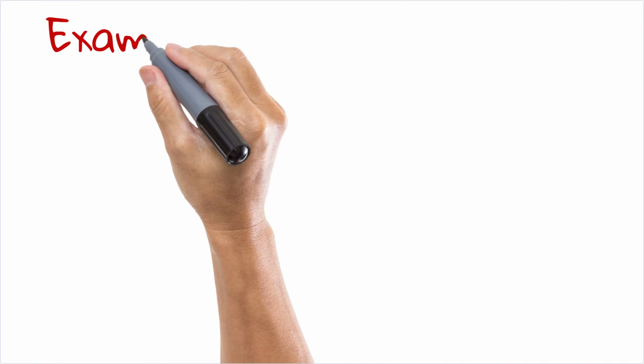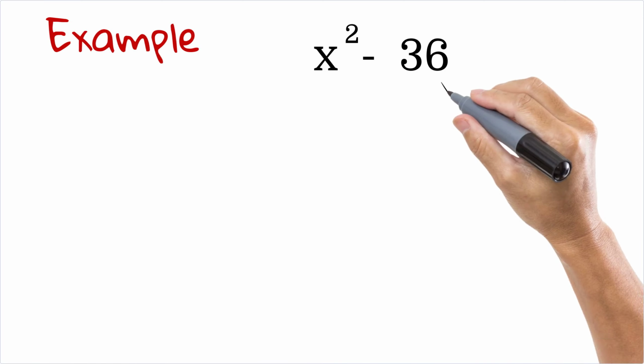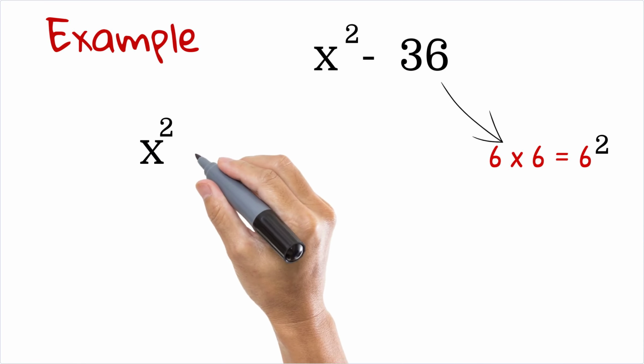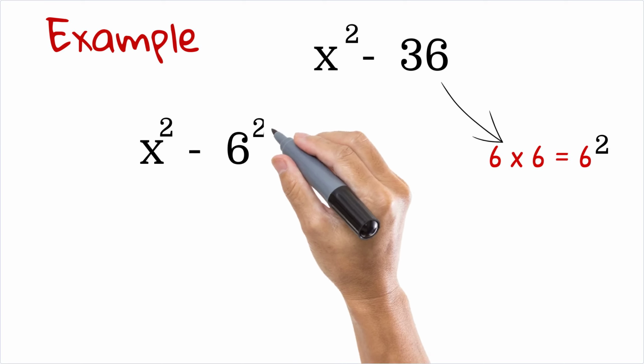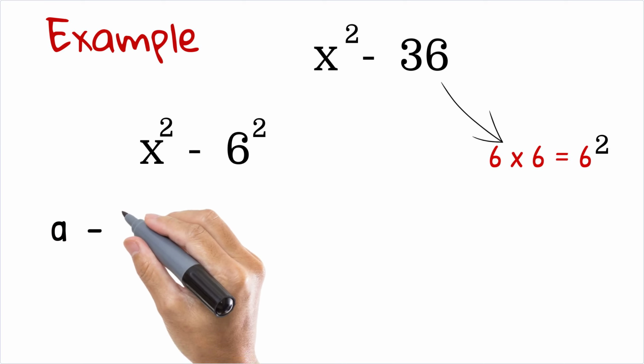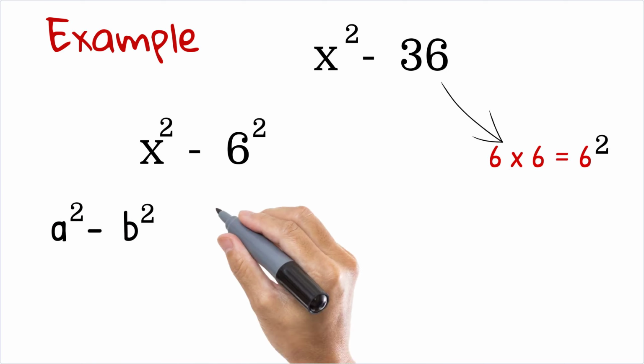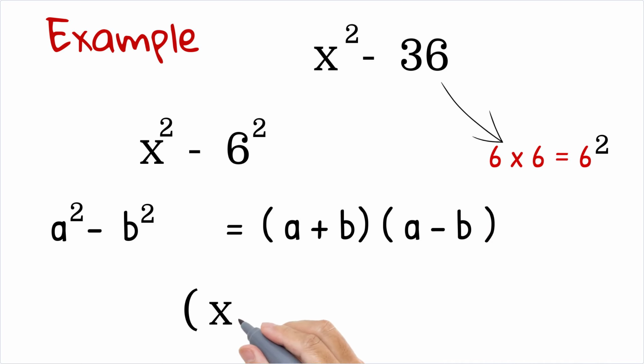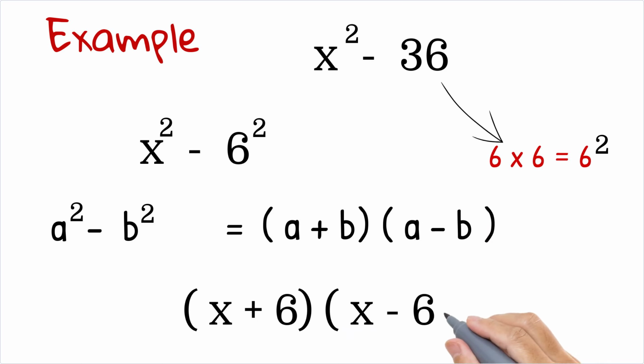Example, find the factors. The constant term 36 is a perfect square. Rewrite the expression using the difference of two squares pattern: a square minus b square is (a plus b) times (a minus b). The expression can be written as (x plus 6) times (x minus 6).